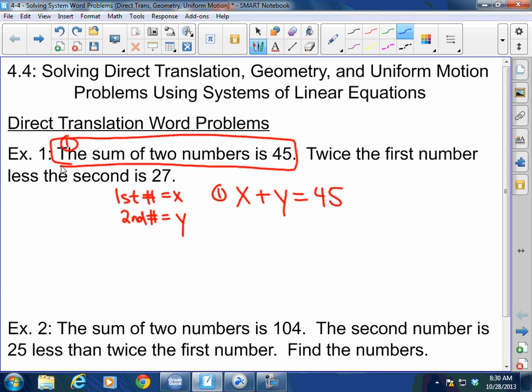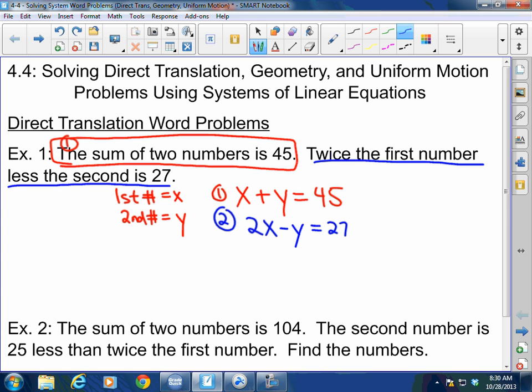Now, what other piece of information did they give you? Well, they tell you that twice the first number less the second is 27. Well, guess what, guys? That's another equation. Let's do it out. Twice the first number. We had determined that the first number is x. So twice the first number, 2x, less the second, minus the second number, which we defined as y, equals 27. Does that make sense to everybody, what I just did there?